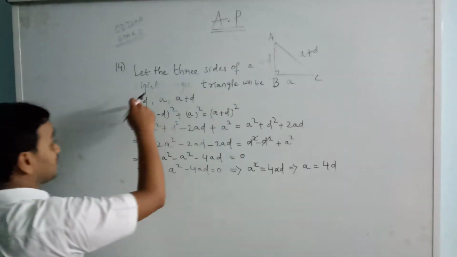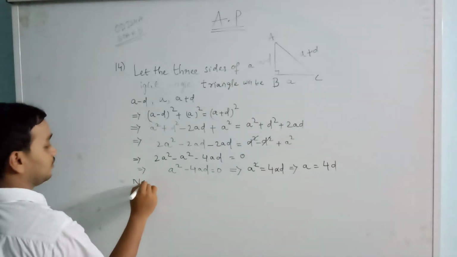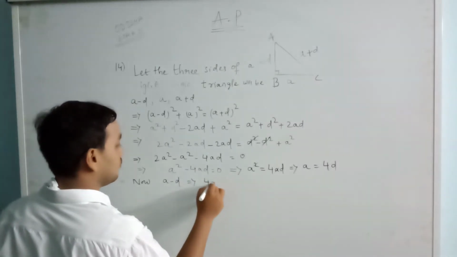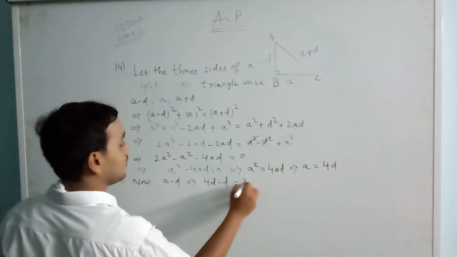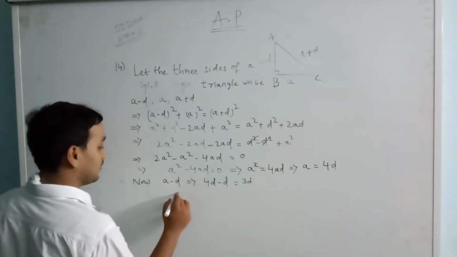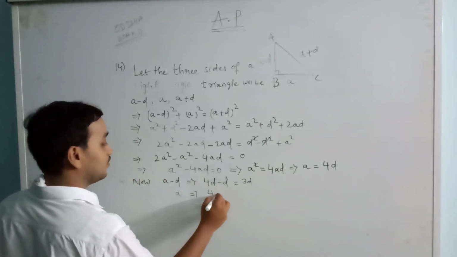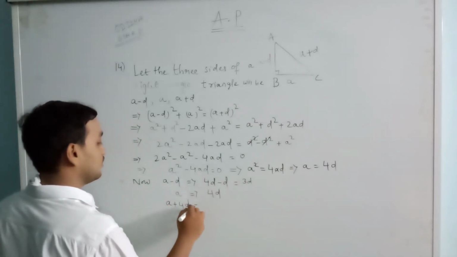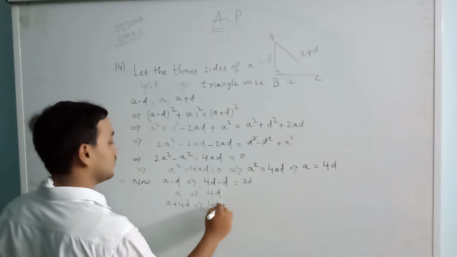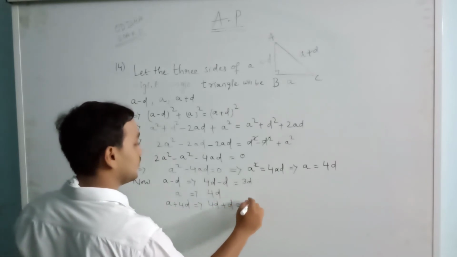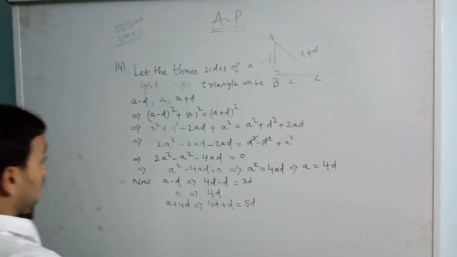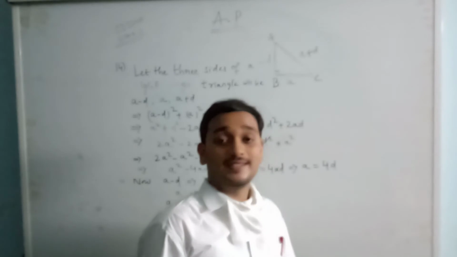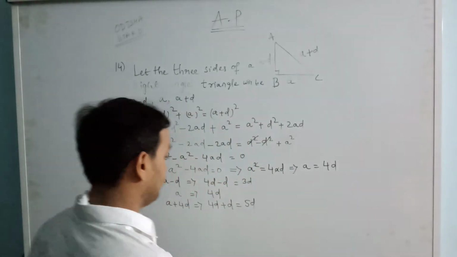Now find the series. See, listen. Now a minus d is equal to what? a is equal to 4d, minus d, that is 3d. Again a is equal to what, 4d. Now a plus d, that means 4d plus d, that is 5d. What we have to prove is that the three sides are in the ratio of 3:4:5.